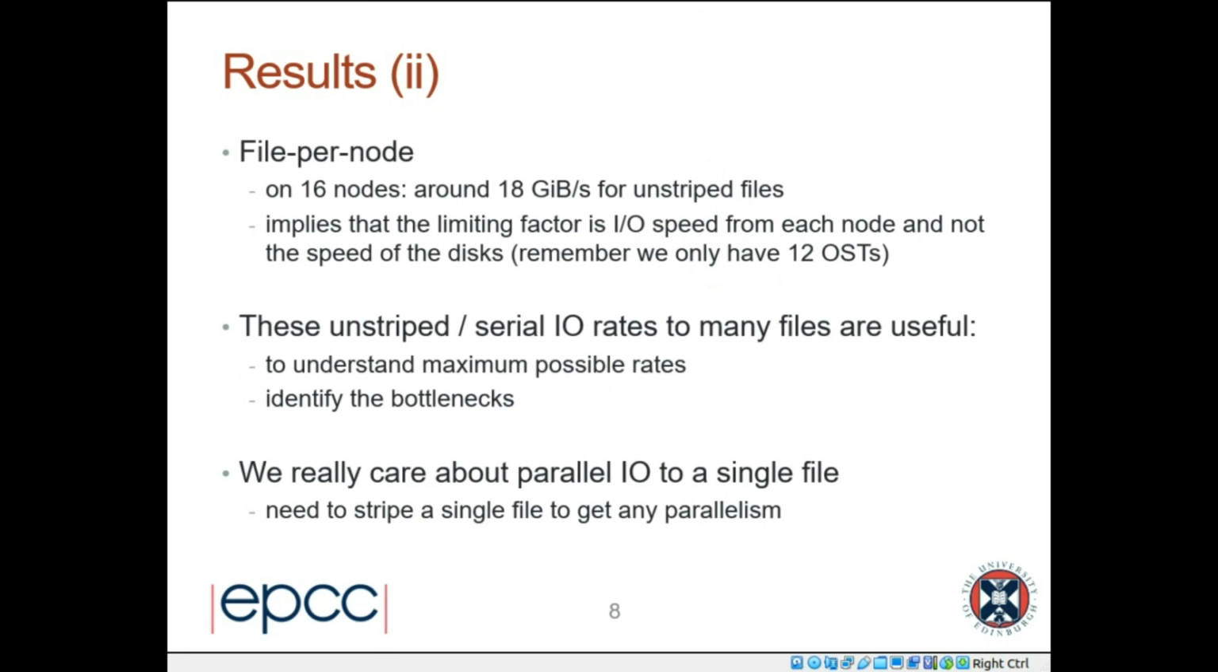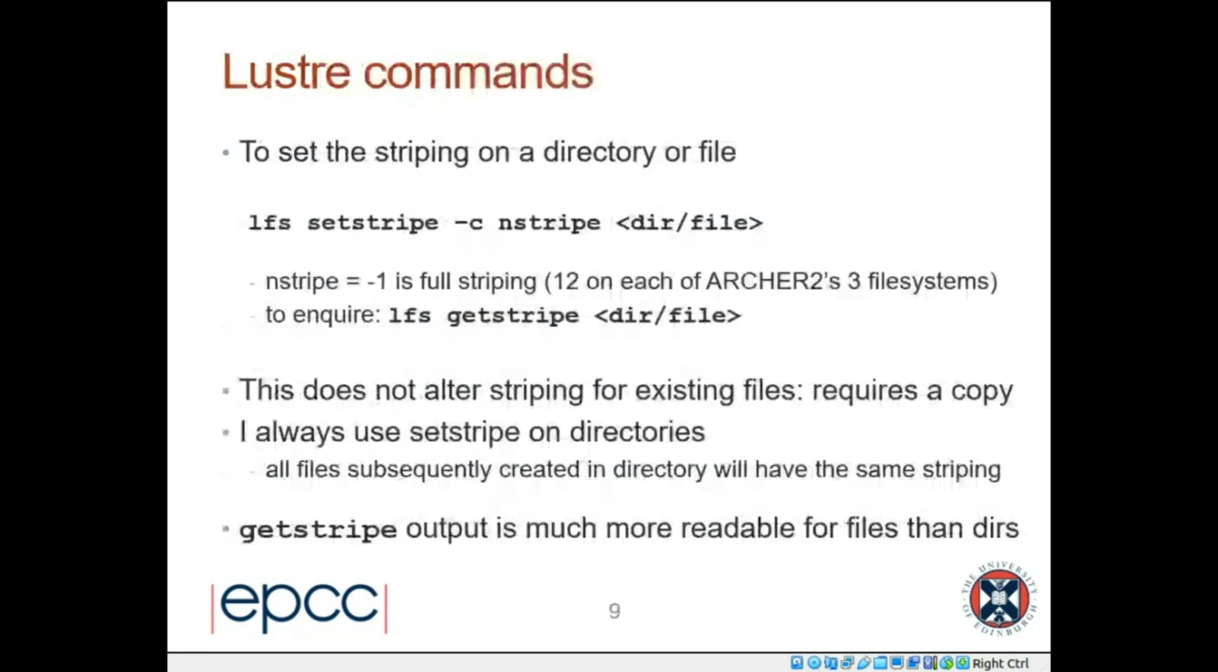I think all these results for many files are useful to understand the bottlenecks, but we really care about parallel I/O to a single file, and so we need to stripe a single file to get any parallelism. But we saw that by default, files weren't striped. Files were stored on a single OST, a single disk. How do we stripe?